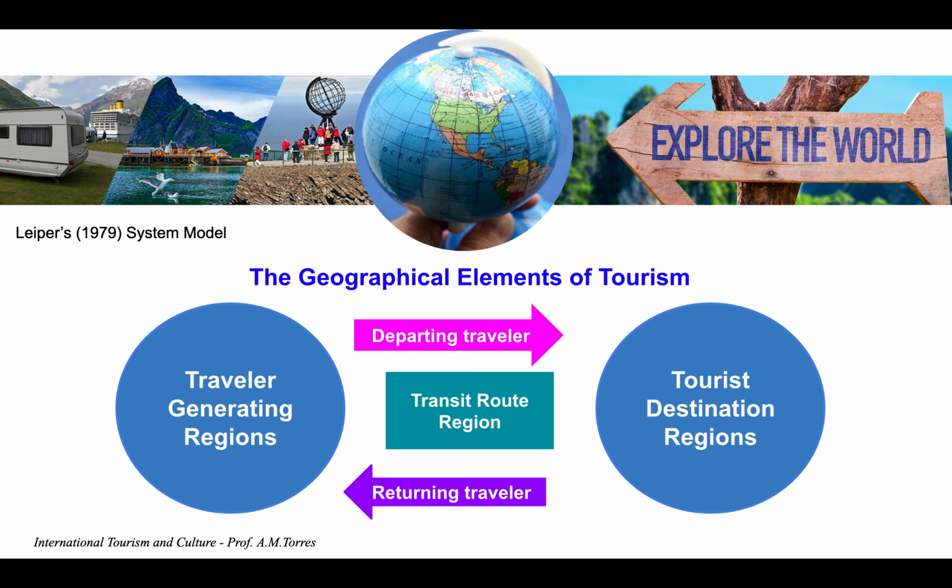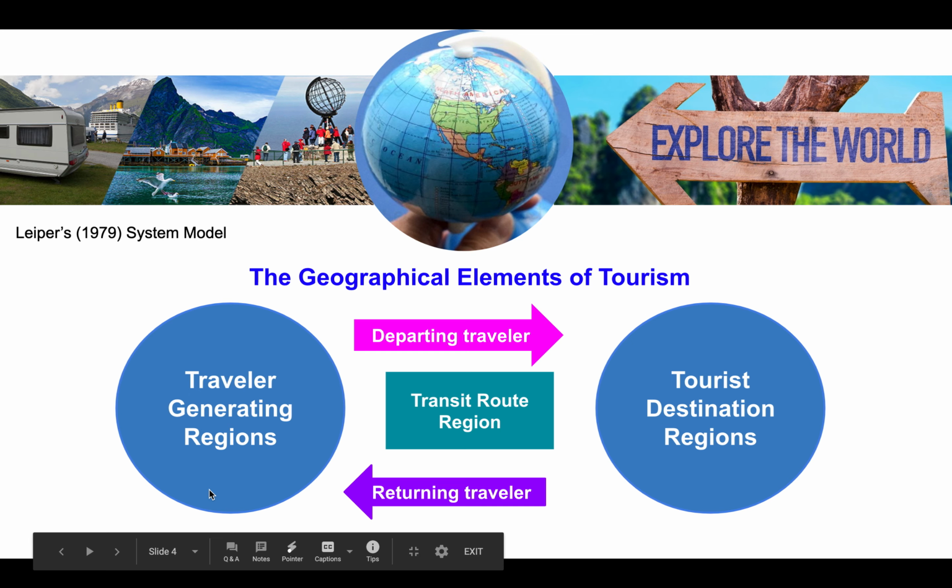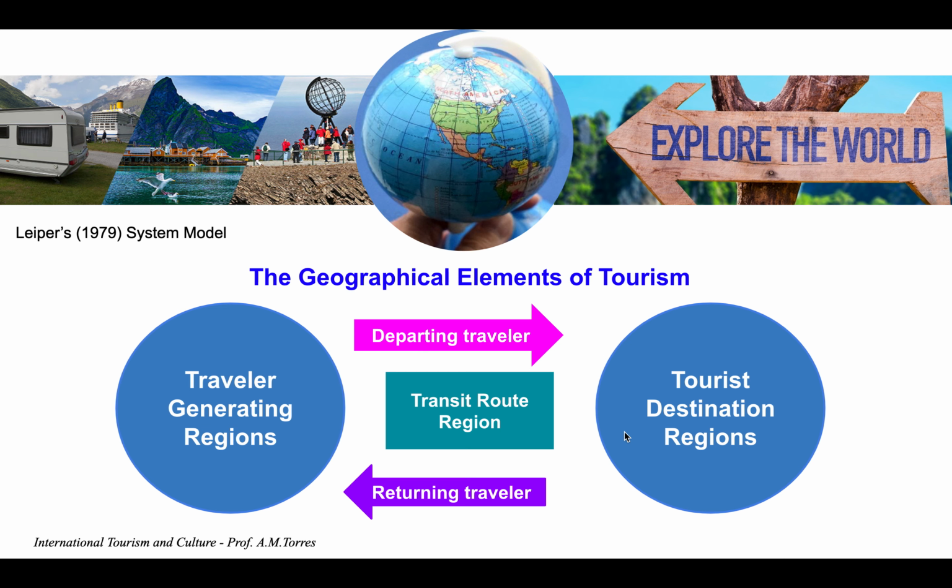So what you see on the screen is actually the geographical elements of tourism. When we say geographical, it means a location. So as you can see here, there are three elements. There are three geographical elements of tourism. First, we have the traveler generating region. Then we have the in-between, or what we call the transit region. And we have the destination, or the tourist destination region.